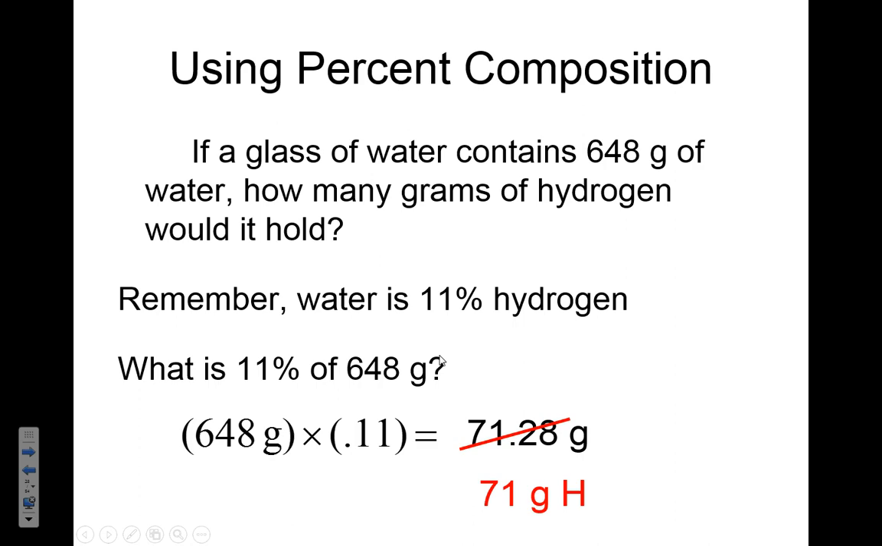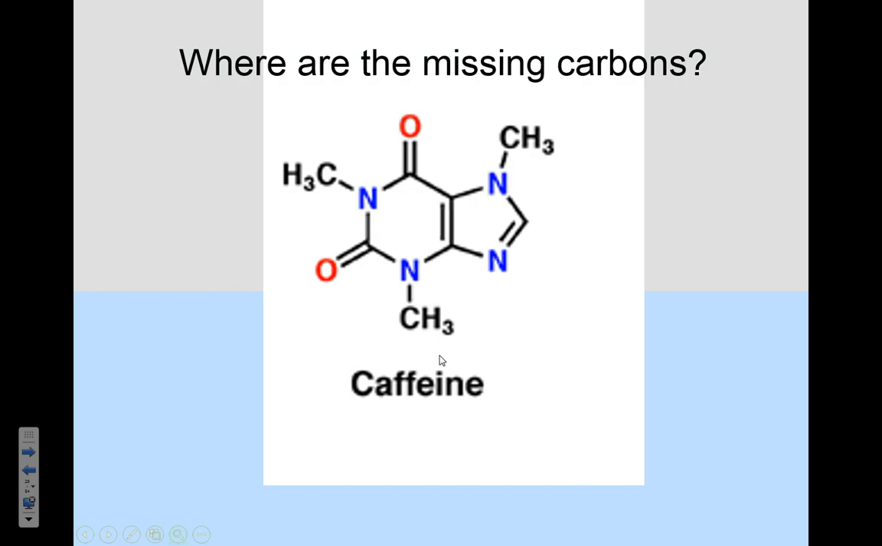By the same token, I could use my percent composition of oxygen in water and convert that back to a decimal, multiply it by my 648, and I could calculate how much oxygen was in there as well. So remember, if we can calculate a percent, we can use a percent as well. And sometimes that's overlooked by students and textbooks.